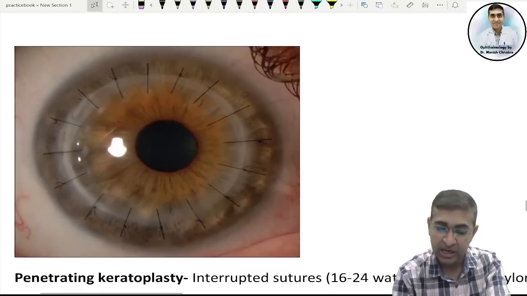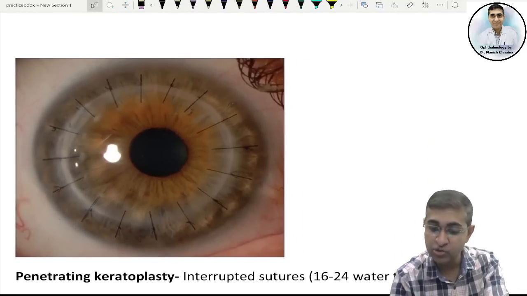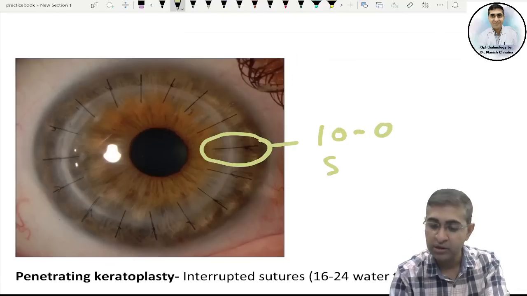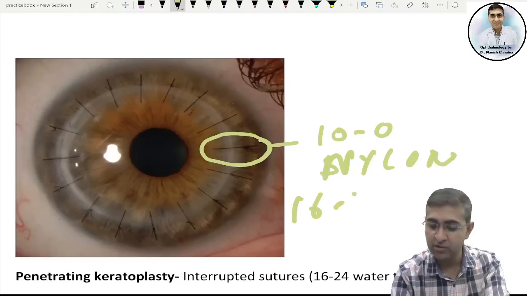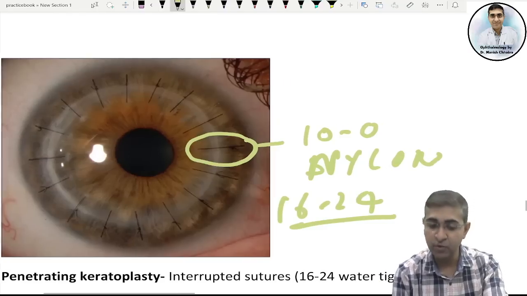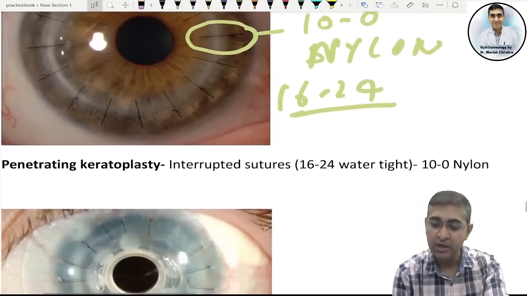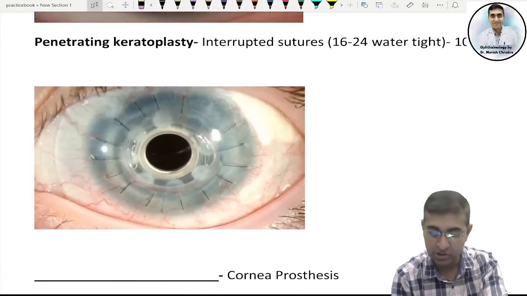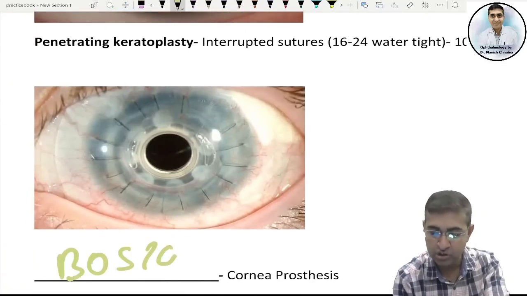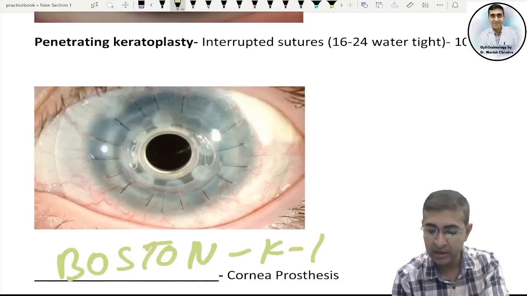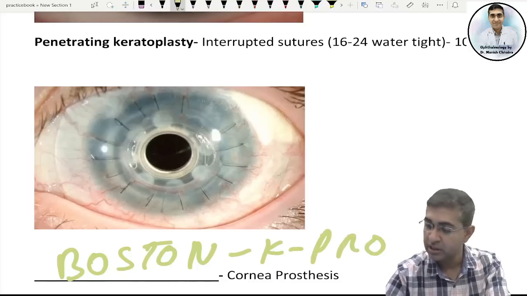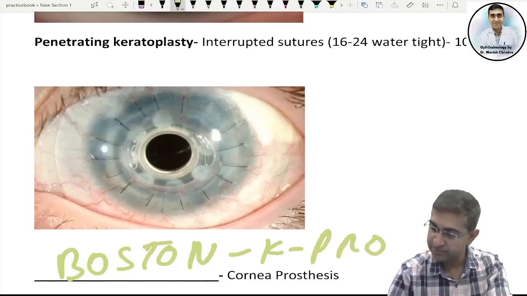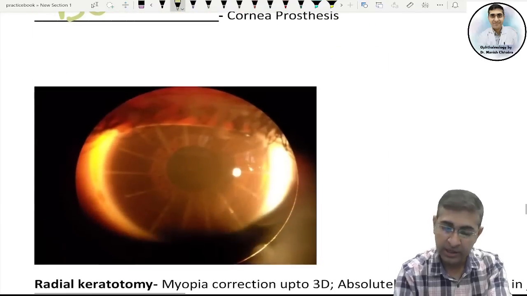Okay, what is this? This is the keratoplasty which is done. So the question was, which sutures are applied? 10-0 nylon sutures are applied. These are watertight sutures. So in the cornea you apply 10-0 nylon sutures. Okay, what is this? This is your corneal prosthesis. This is known as Boston KPro prosthesis. Boston KPro prosthesis.